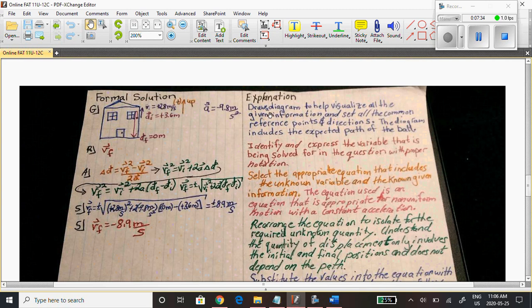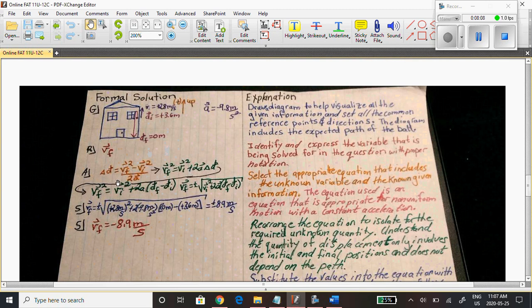Draw a diagram to help visualize all the given information and set common reference points and directions. The diagram includes the expected path of the ball. Look, I drew a little path. It goes up a little bit and then the ball comes back down. Then I wrote V final. Why did I do that? Because I want to identify and express the variable that is being solved for in this question with proper notation, V vector final. Nothing's being overlooked here.